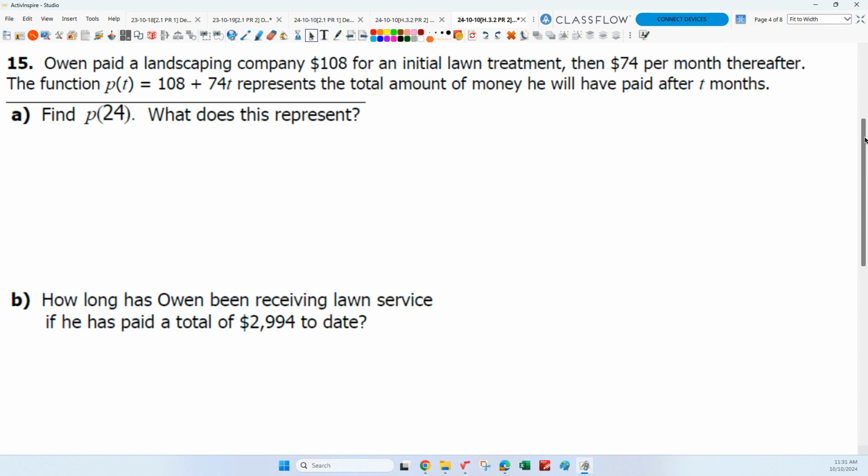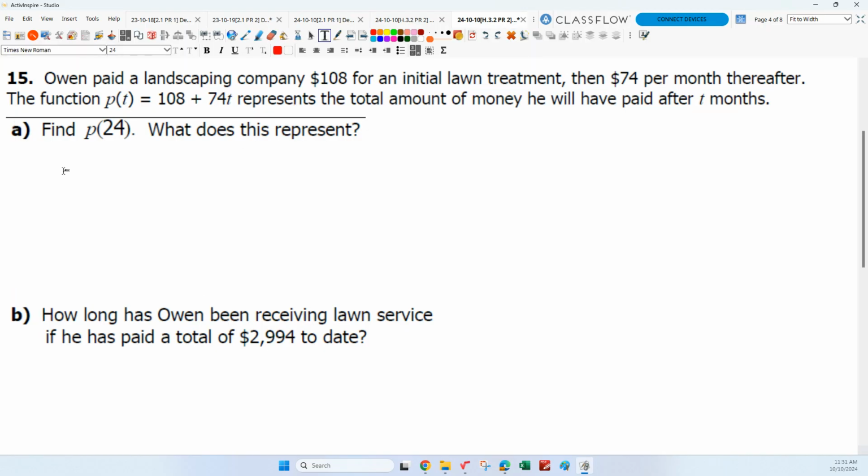So what does P of 24 represent? I want to know, what does P of 24 represent? I don't really care what it is equal to. What is it again? The amount of money he paid after 24 months. You guys agree with that? Doesn't that make sense? We're inputting a value of T that's equal to 24, so we're inputting 24 months and it's outputting the cost after 24 months. Okay? Good.